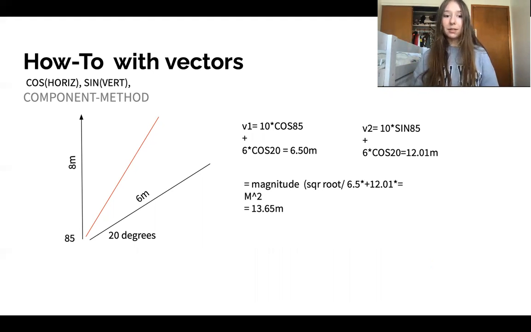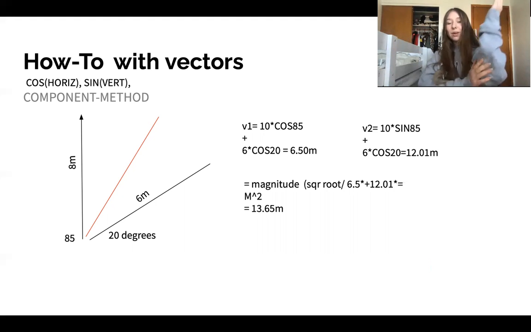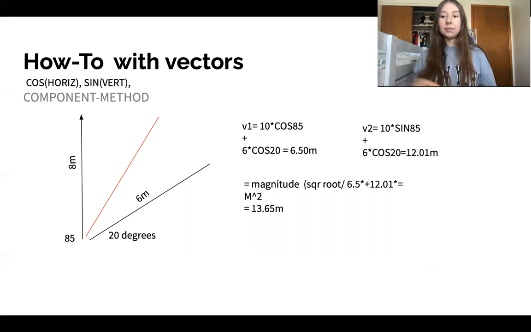and 12.01 meters. So if we want to find that red V3, vector 3, the resultant vector, we're going to want to find the magnitude. You can find the magnitude by taking the square root of the vector 1 sine component and the cosine component, squaring them and adding them. So when we do that and take the square root of 6.5 squared plus 12.01 squared, we get 13.65 meters. So now we know vector 1, vector 2, and we have the resultant vector length, so we know how long it is.